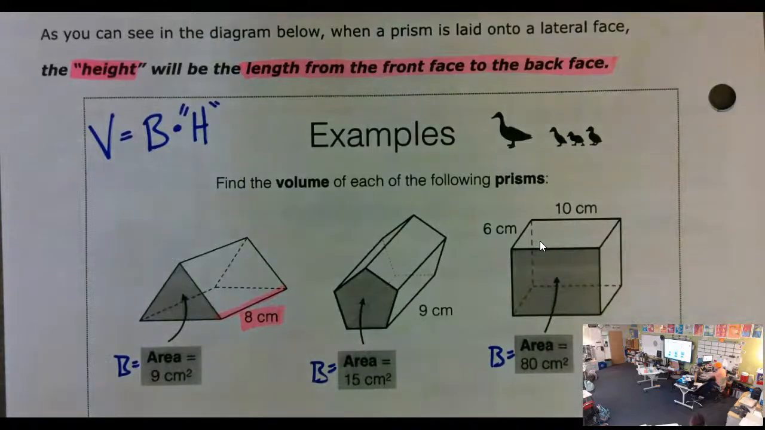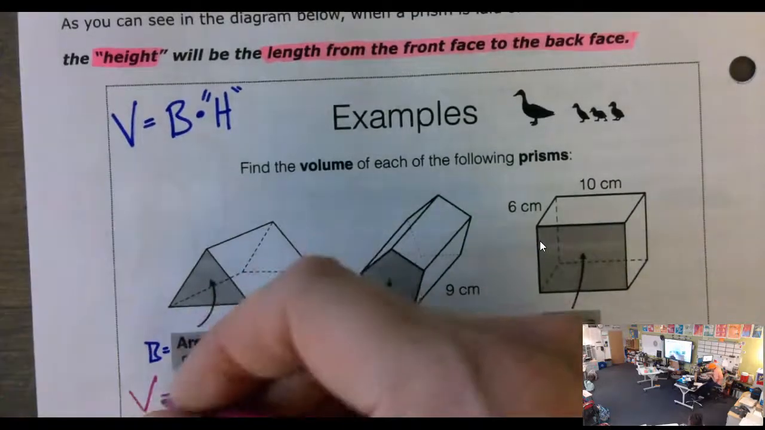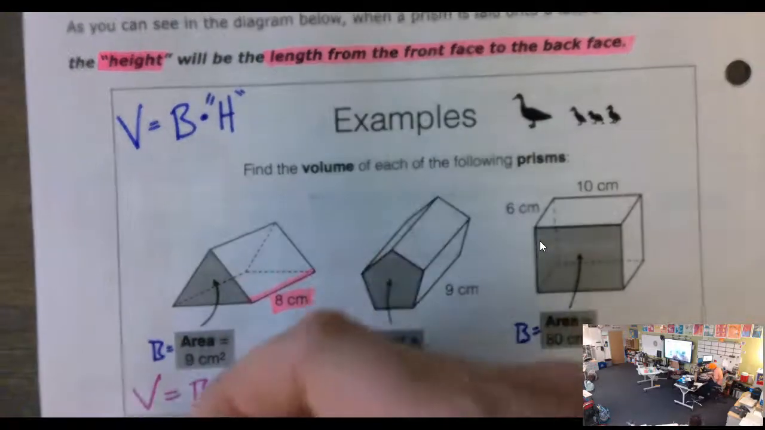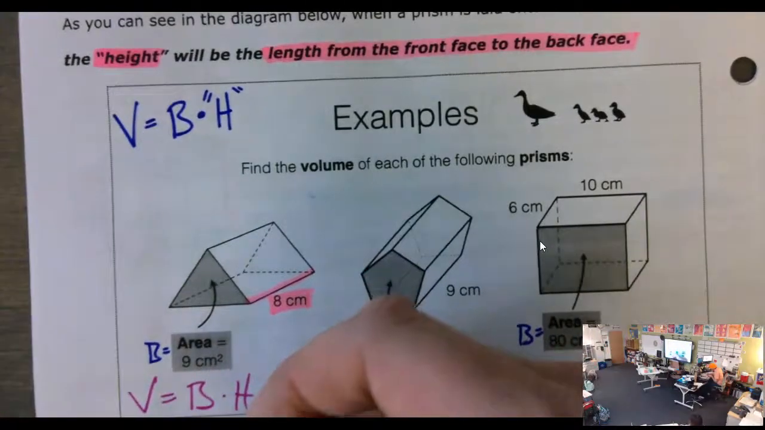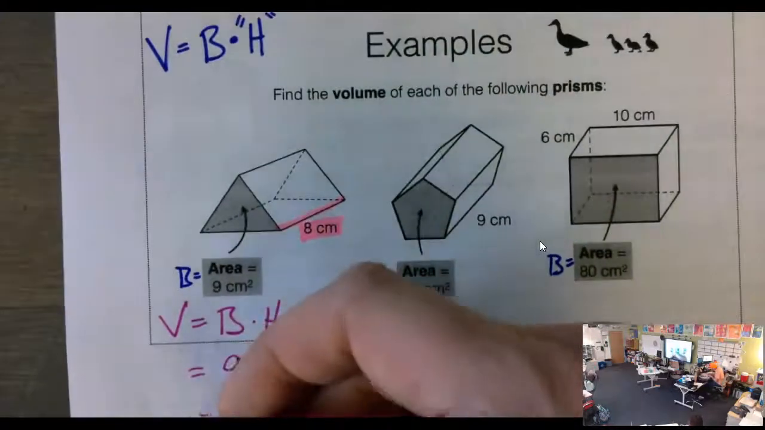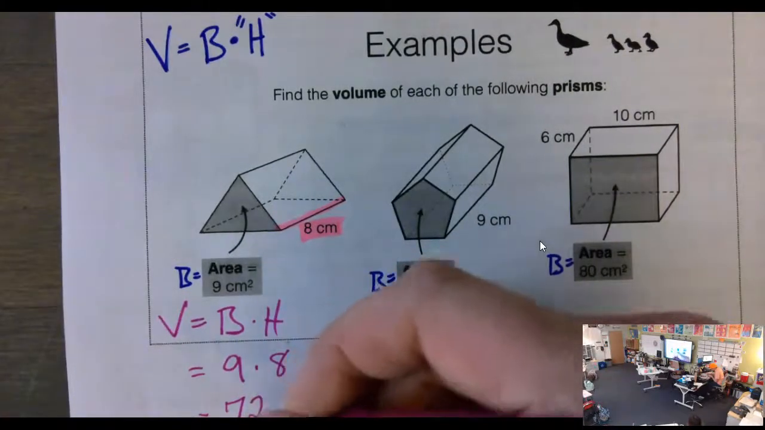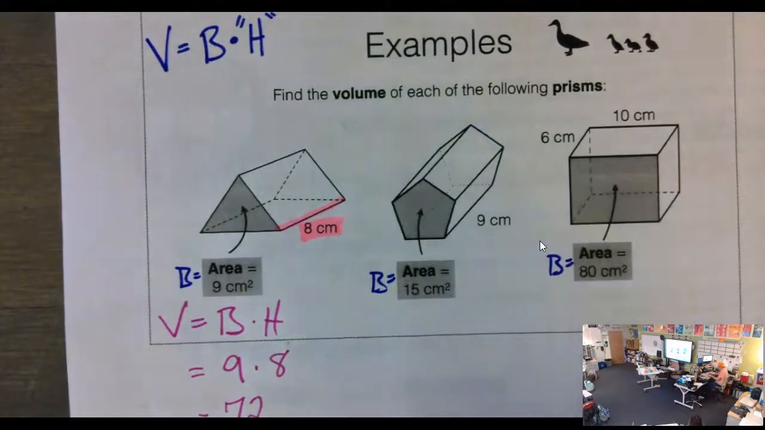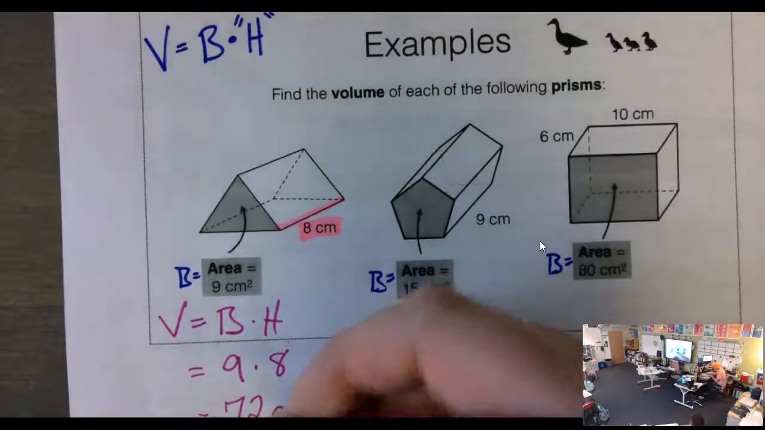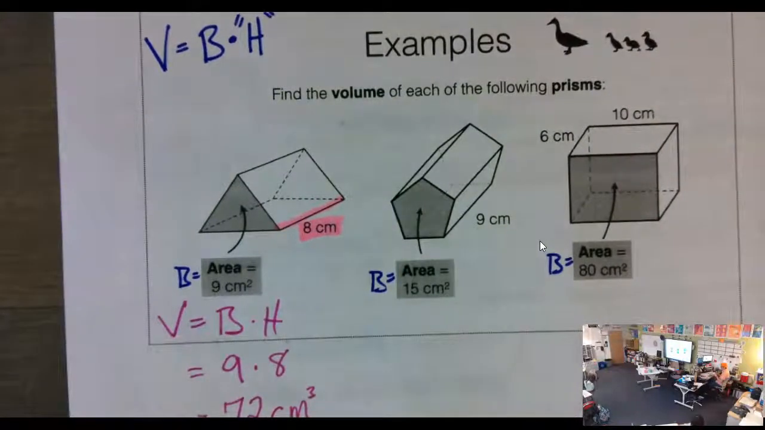So, to find volume, we will do that 9 times 8, because volume is big B times H. They gave us big B was 9 times our height of 8. What's 9 times 8? Thank you. Much appreciated, Eve. Centimeters. If it's volume, cubed centimeters. How many baby cubes fit inside?